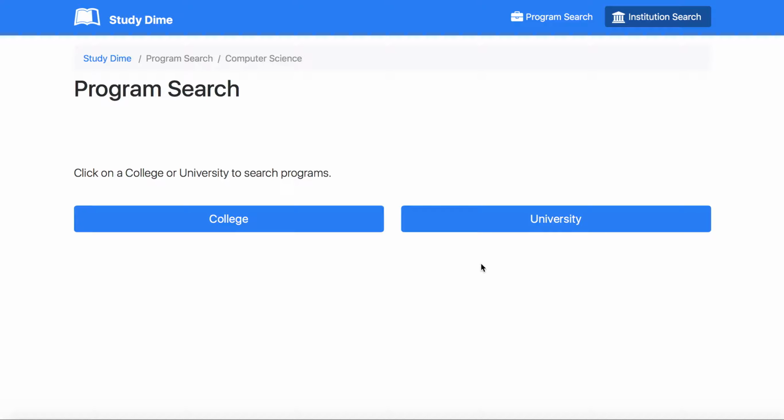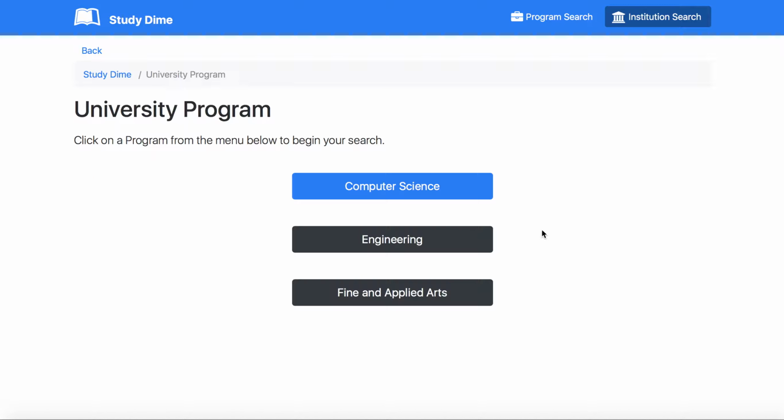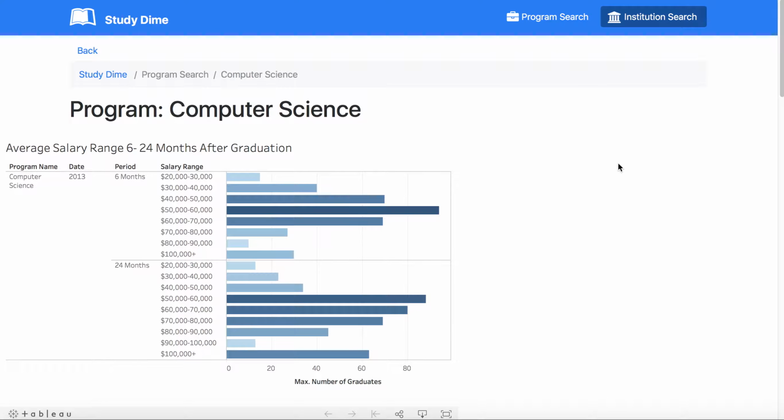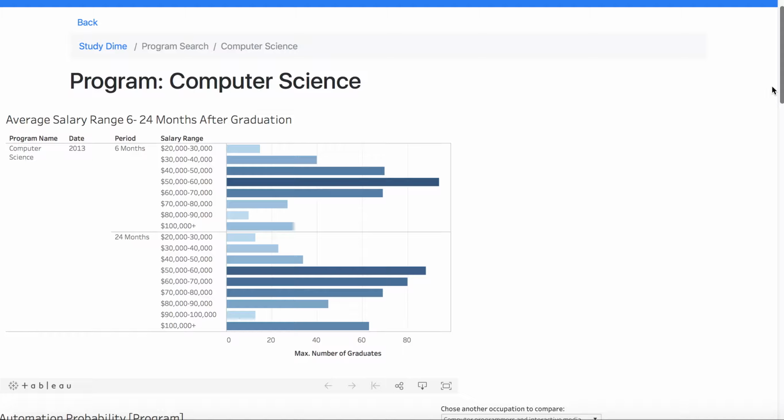So here we've got colleges and universities, and it's the different programs for colleges and universities. So we're going to click into the university section, and here in this section, what you would see is a listing of all the different programs that you can complete at the university level. But we have one set up right here, and we're going to take a look at computer science. So here we have a number of visualizations that might help a student when they're preparing and looking forward to seeing what they can do with their degree after graduation.